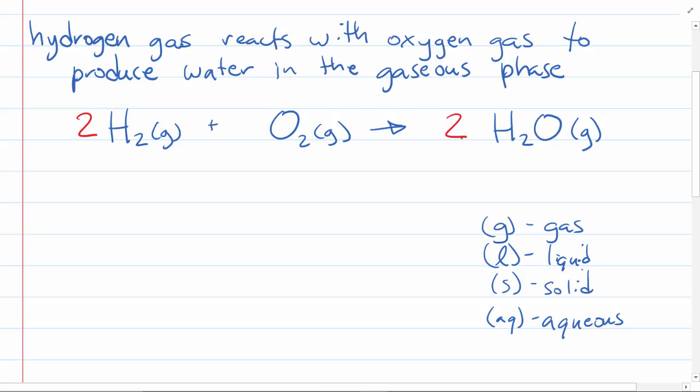And so now if we were to read this, what this means is 2 molecules of hydrogen react with 1 molecule of oxygen to produce 2 molecules of water. So again, the way that you would read that is 2 molecules of hydrogen react with 1 molecule of oxygen to produce 2 molecules of water.